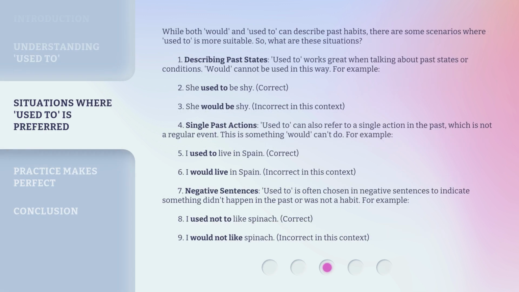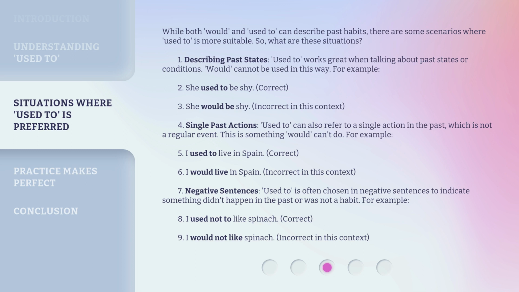While both would and used to can describe past habits, there are some scenarios where used to is more suitable. So, what are these situations? 1. Describing past states. Used to works great when talking about past states or conditions. Would cannot be used in this way. For example, 2. She used to be shy. Correct. 3. She would be shy. Incorrect in this context.